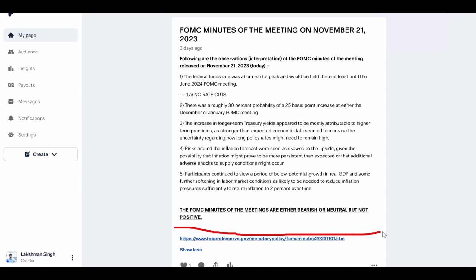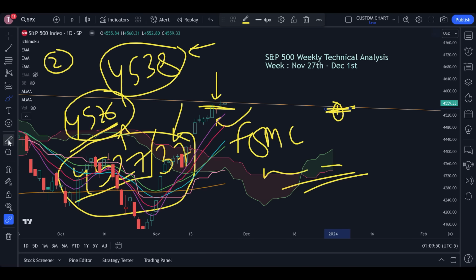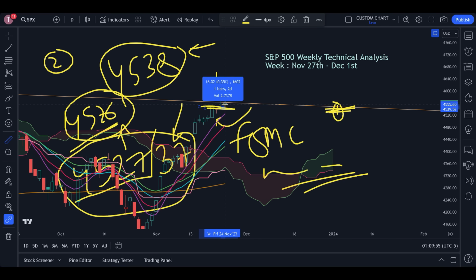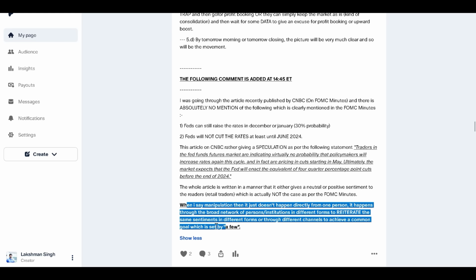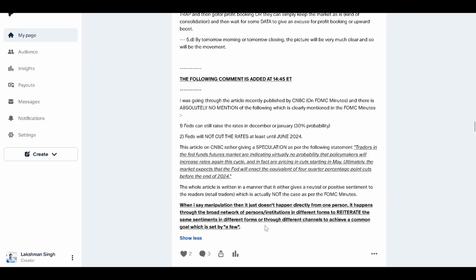So my final comment was that the FOMC minutes of the meetings are either bearish or neutral, but definitely not positive. It translated into the movement in a way that you can see that when the FOMC minutes were published, since then the S&P 500 has moved up by 0.50%. So when I say manipulation, it doesn't happen directly from one person. It happens through a broad network of persons and institutions in different forms, reiterating the same sentiments through different channels to achieve a common goal which is set by a few.